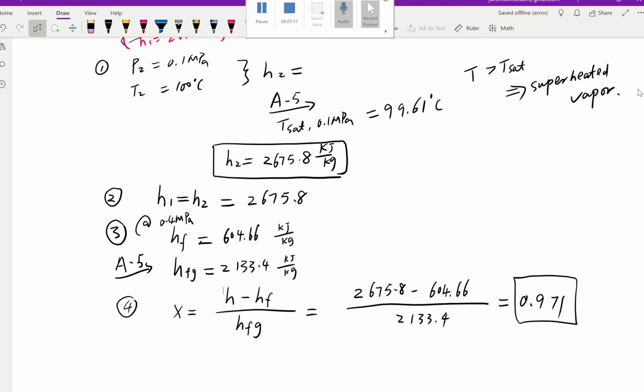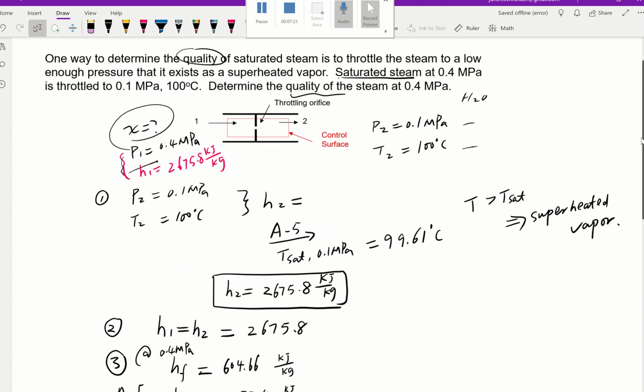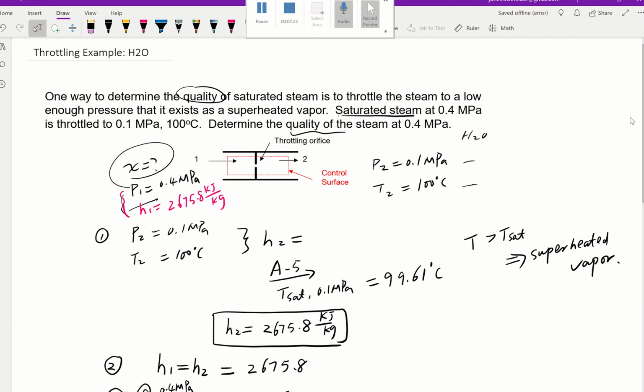So we'll wrap up this problem. All right. So we're done with the throttling device.